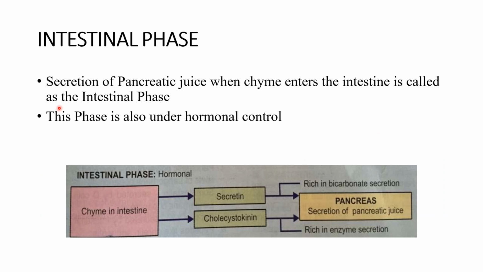The next is the intestinal phase. Secretion of pancreatic juice when chyme enters the intestine is called the intestinal phase. This is also under hormonal control. So what are the hormones which mainly act here? These hormones are secretin and cholecystokinin. So the presence of chyme in the intestine is a stimulator, and the hormones acting are secretin and cholecystokinin.